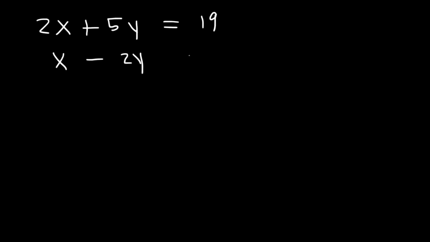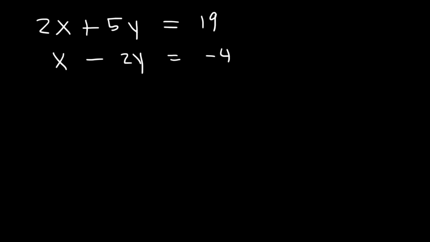Now let's try another example. Let's say that 2x plus 5y is equal to 19, and also x minus 2y is equal to negative 4. Now this example is a little different. If we add the two equations, x or y will not cancel completely. So we need to modify it. So we need to choose if we want to cancel x or y.